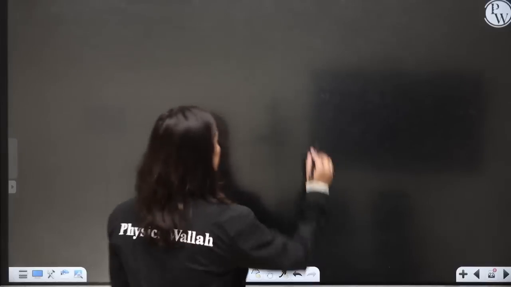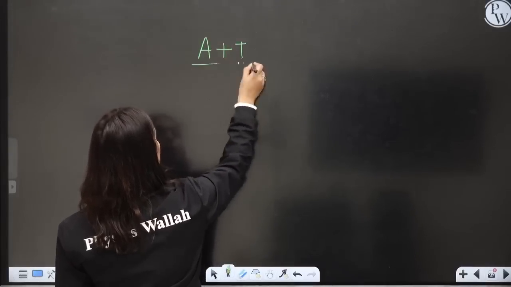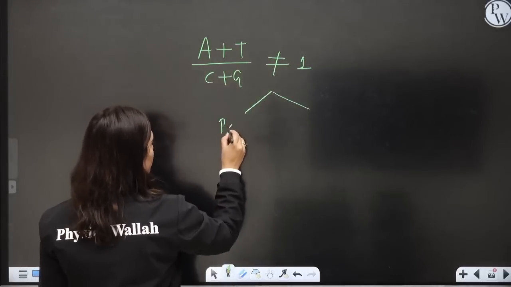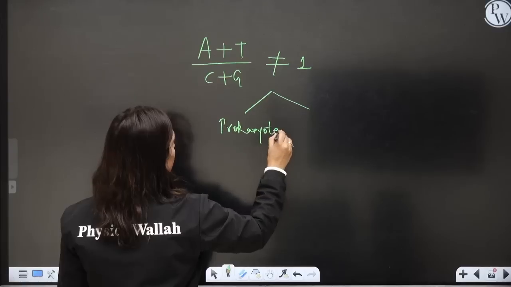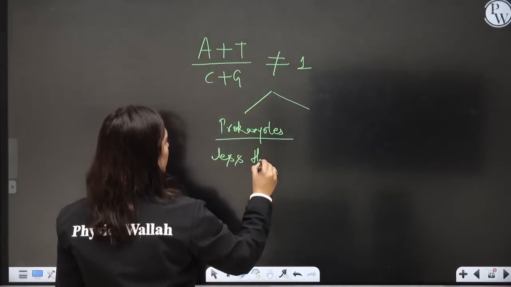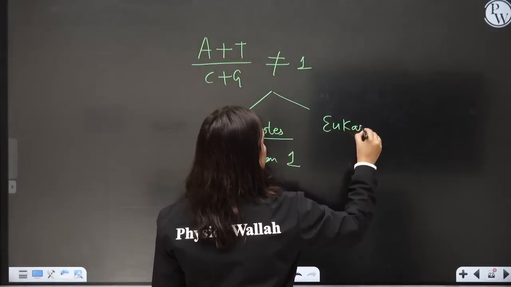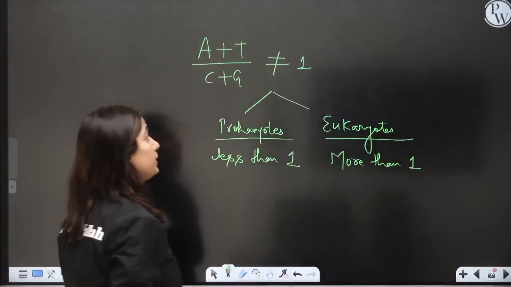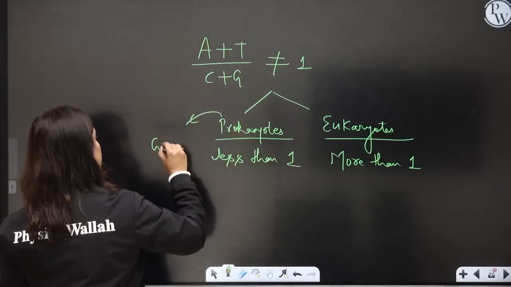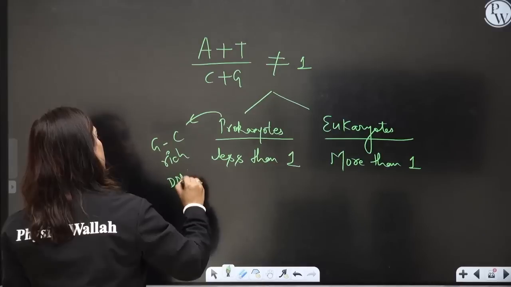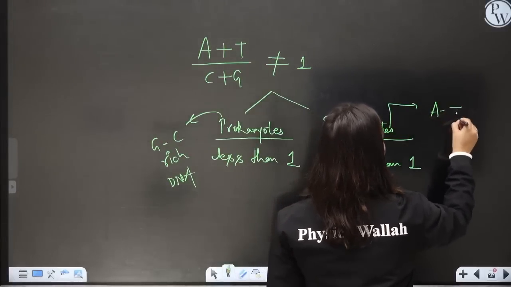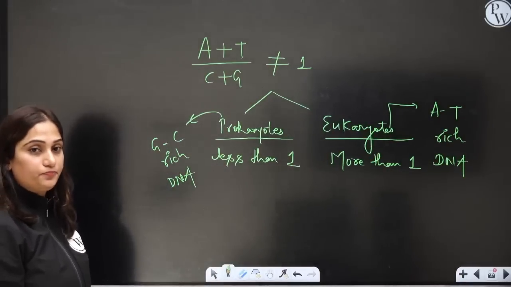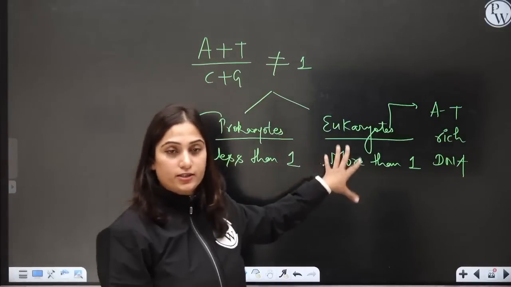But the ratio A plus T upon C plus G is not always equal to 1. That is different for different species. For prokaryotes, this ratio is less than 1, and in case of eukaryotes, this ratio is more than 1. And what does that suggest? That means that prokaryotes have GC-rich DNA and eukaryotes have AT-rich DNA. Okay? Prokaryotes have GC-rich DNA and eukaryotes have AT-rich DNA.